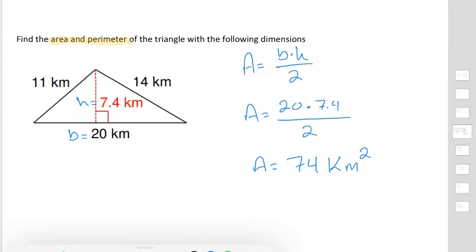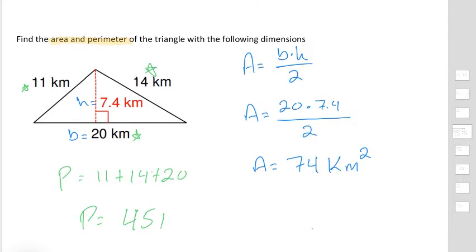To find perimeter, remember perimeter, we just got to add up all the sides. So to find perimeter, all we're going to do is add up 11, 14, and 20. And that's going to give us our perimeter. So 11 plus 14 plus 20 gives us a total perimeter of 45 kilometers. Now here, we're not going to put kilometers squared because it's just perimeter.